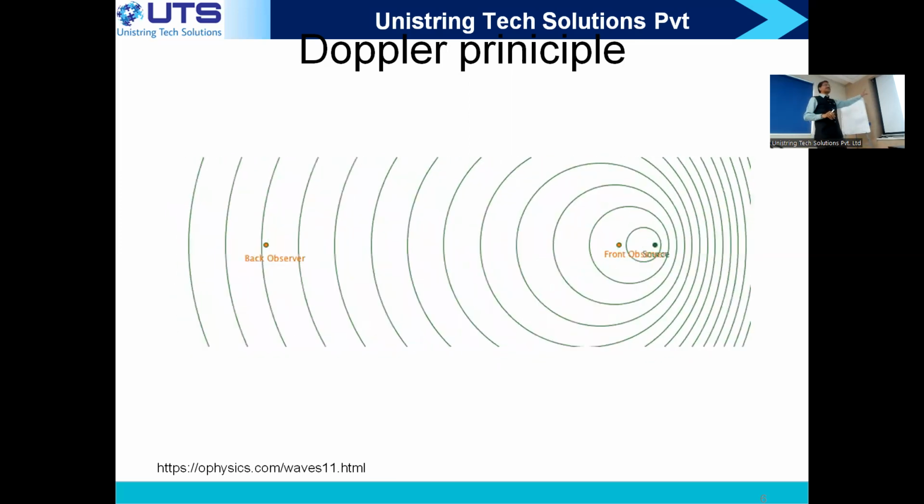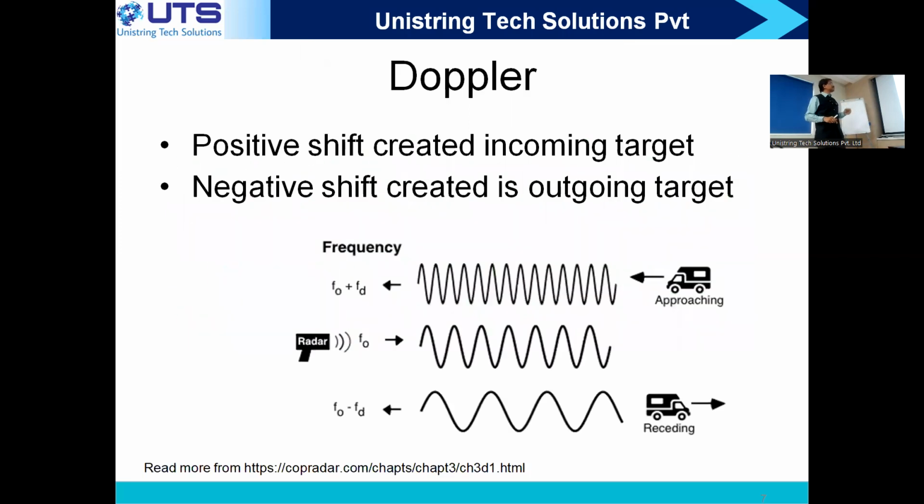Hope enough time we have spent on Doppler. Can you go to next? So it's very simple. A positive Doppler shift is created for an incoming target. And a negative shift is created for an outgoing target. Simple, that is how we achieve it.